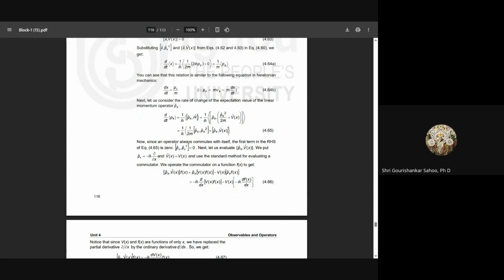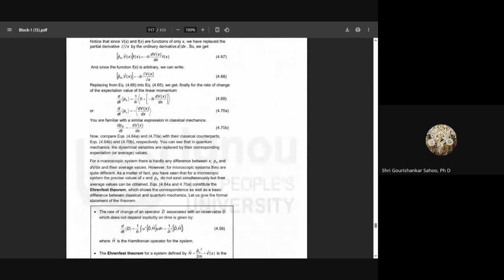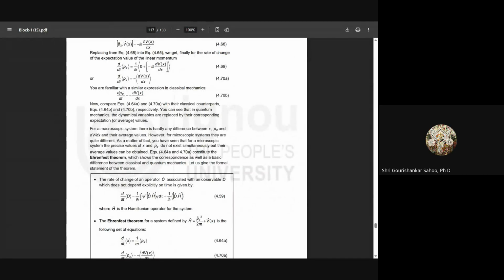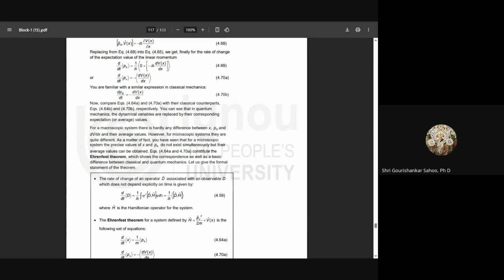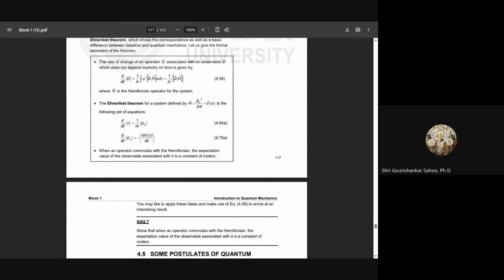The derivative of d/dx of the average of x is equal to 1 by m times the average of px. These two expressions will constitute the Ehrenfest theorem, which shows the correspondence as well as the basic difference between classical and quantum mechanics. So you can see the Ehrenfest theorem on the screen. The derivative d/dt of the average value of x is equal to 1 by m times the average of px, and d/dt of the average of px will be minus the average of dV by dx.